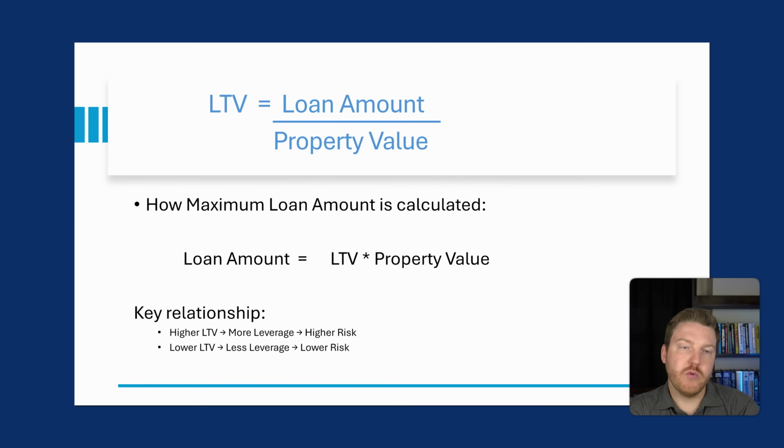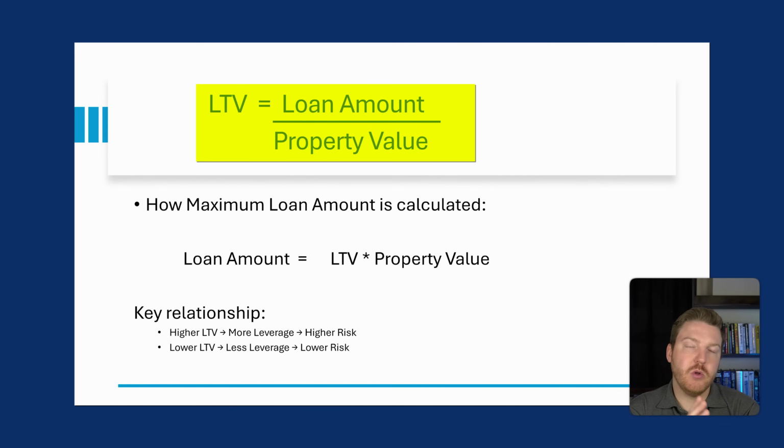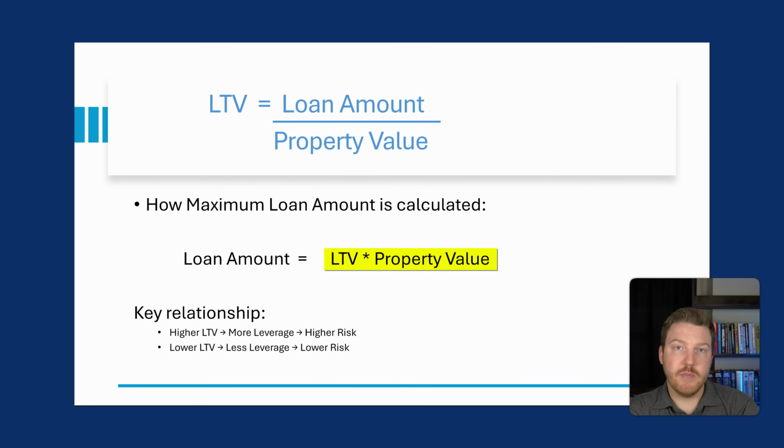We can also use the loan to value ratio or LTV ratio to figure out what is the maximum loan amount that a bank might give for the purchase of a specific property. So if we rearrange this formula by just multiplying both sides by the property value, we'll end up with a formula that says the loan amount is going to be equal to the loan to value ratio multiplied by the property value.